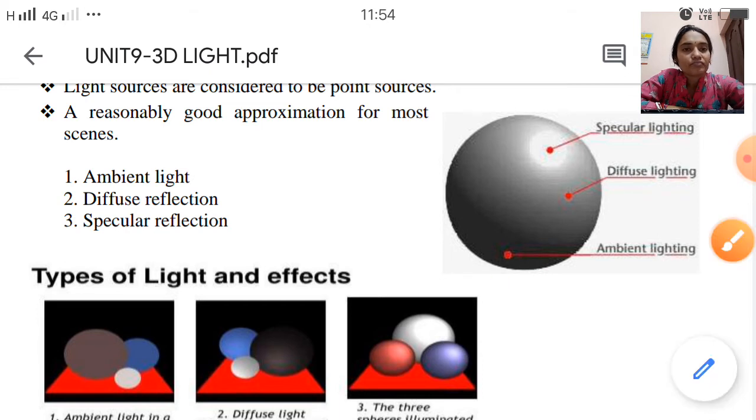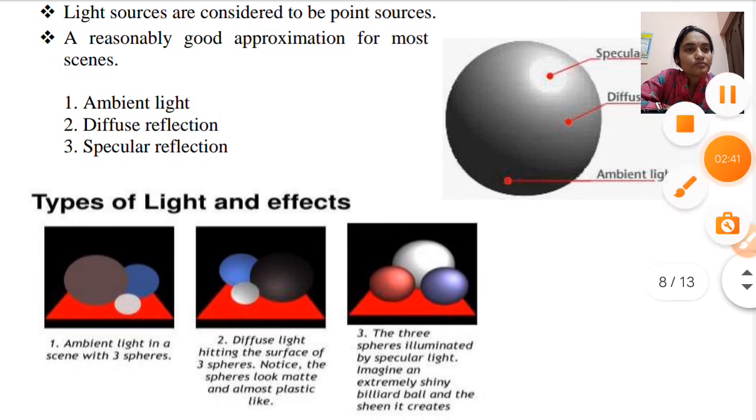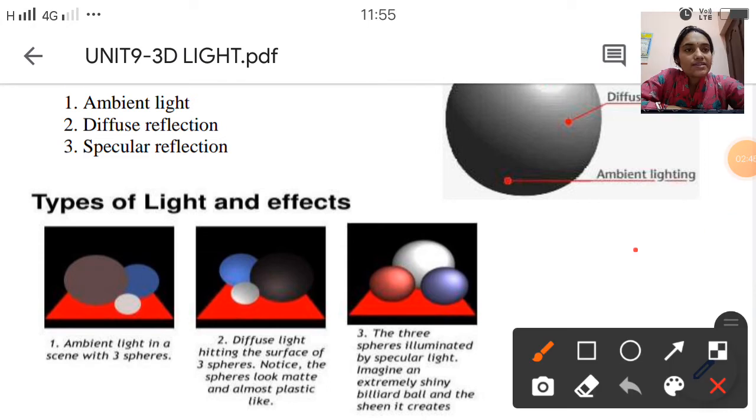And also in this figure, this is the ambient light. This means here only background pictures are there, no effects. But in the diffuse light, the light hits the surface of the object, so the surface looks matte, almost plastic-like. If the surface is rough, the light is absorbed. If the surface is shiny, the light is not absorbed as much, but reflected. And in the specular reflection, the light falls on a particular point and is reflected. So all these things we have discussed in detail.